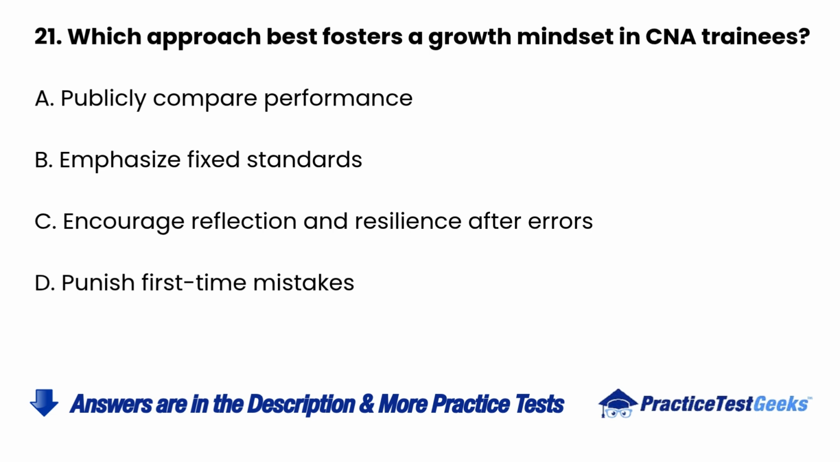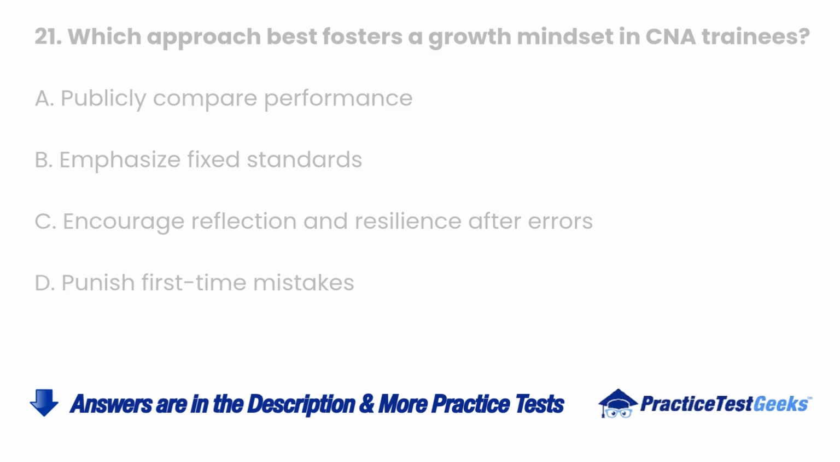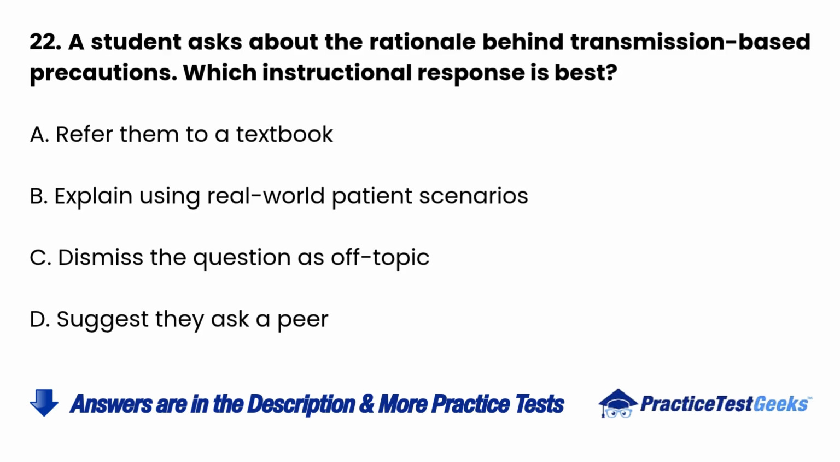A. Publicly compare performance. B. Emphasize fixed standards. C. Encourage reflection and resilience after errors. D. Punish first-time mistakes. 22. A student asks about the rationale behind transmission-based precautions. Which instructional response is best?